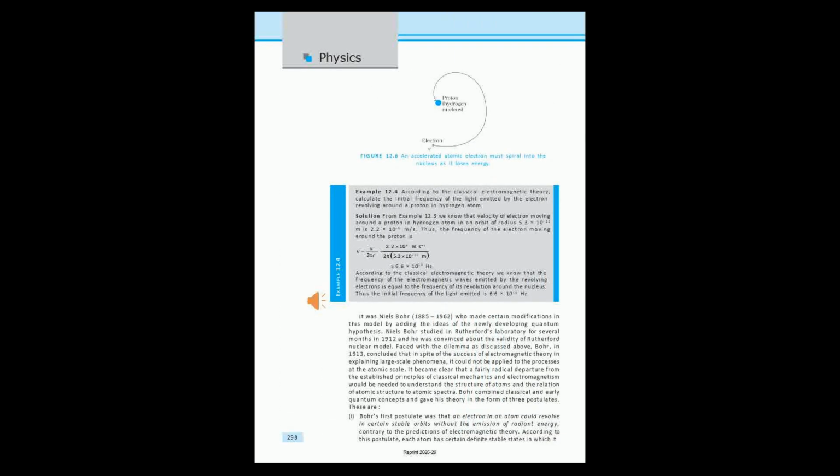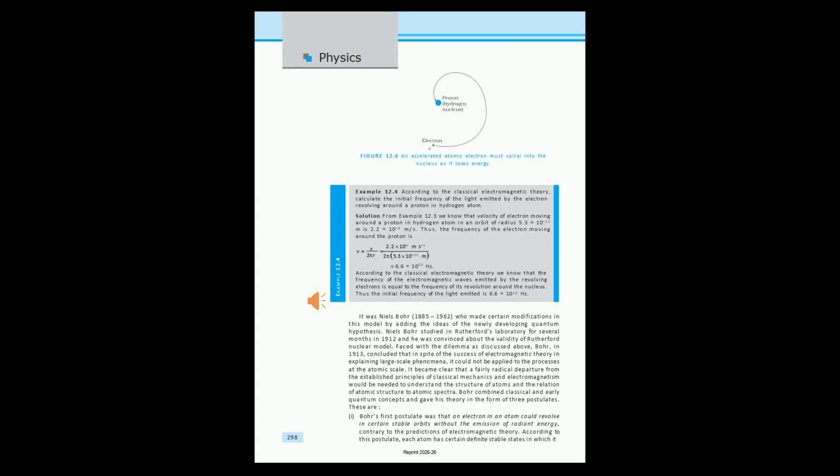It was Niels Bohr who made certain modifications in this model by adding the ideas of the newly developing quantum hypothesis. Niels Bohr studied in Rutherford's laboratory for several months in 1912, and he was convinced about the validity of Rutherford's nuclear model.